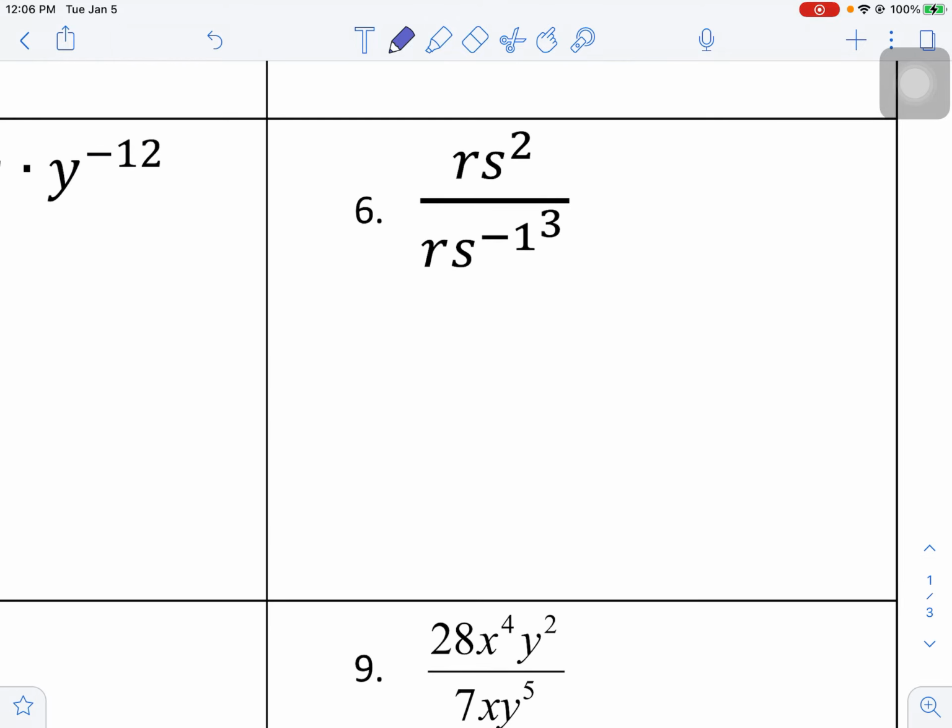Number 6 is a little bit more unique. Number 6, as you can see, there's just r to the 1 and r to the 1 right here. So these will actually just cancel right away, and we cannot even worry about them after that.